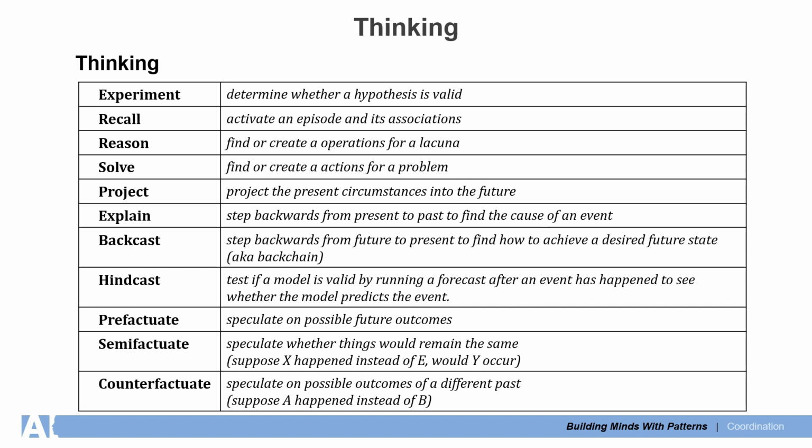Prefactuation speculates on the possible future outcomes. Semifactuation speculates whether things would remain the same. Supposing X happened instead of E, would Y occur? Counterfactuation speculates on possible outcomes of different past. Suppose A happened instead of B.